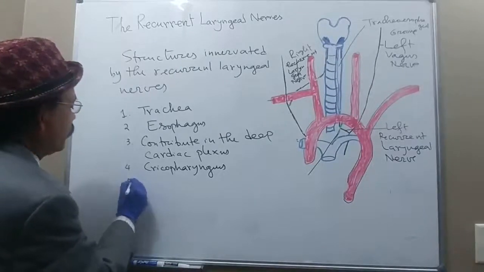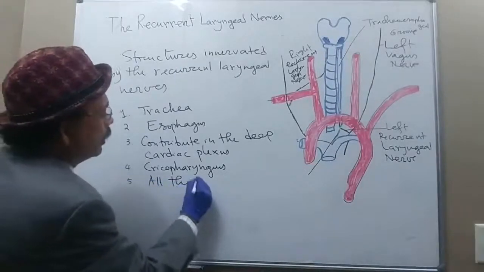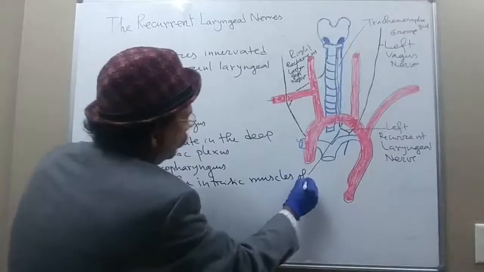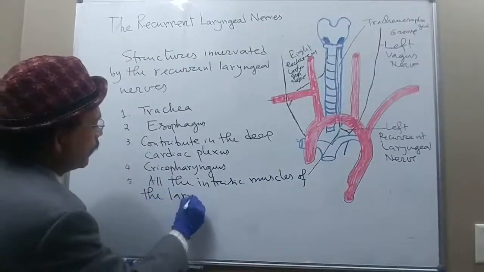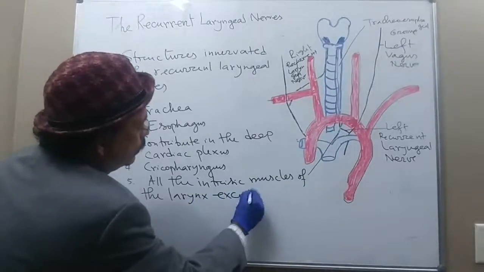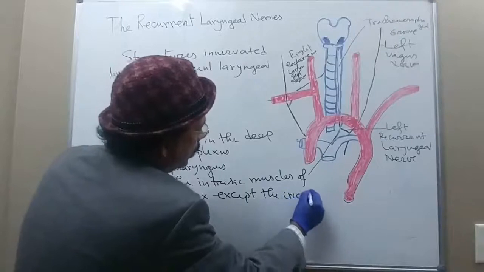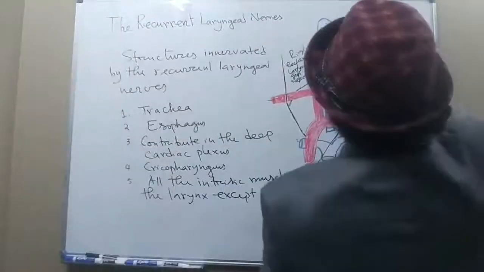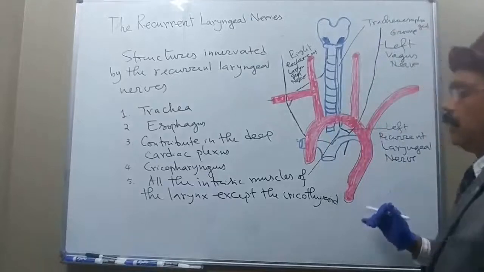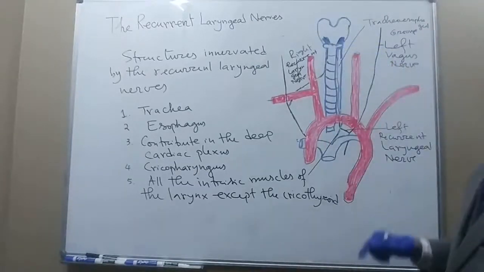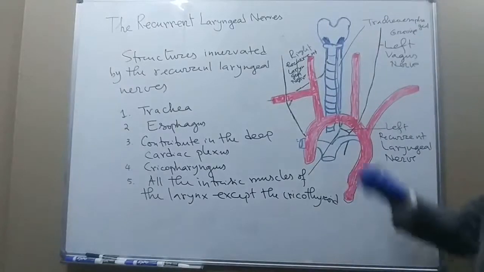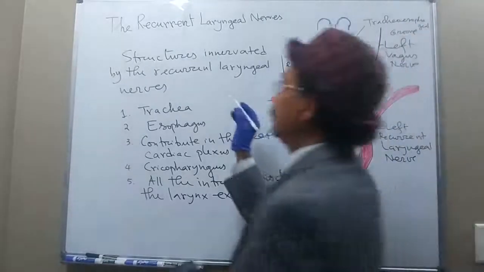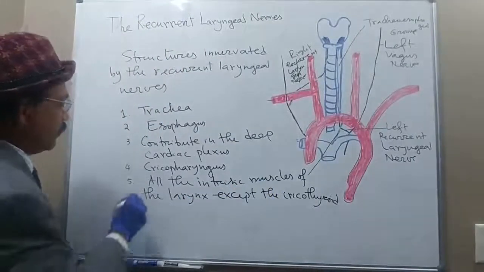Now it innervates all the intrinsic muscles of the larynx, except the cricothyroid. The cricothyroid is innervated by the external laryngeal nerve. That is not innervated by the recurrent laryngeal nerve. Okay, we got that. Now these are the motor functions.